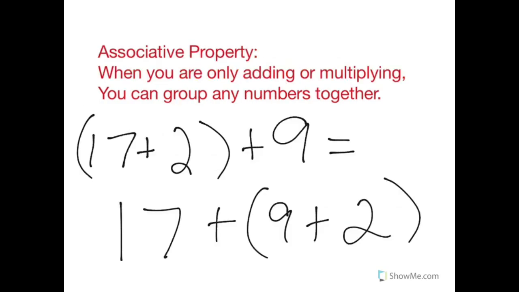Next property is the associative property. When you are only adding or multiplying, and I say only adding or only multiplying, you can't be adding and multiplying in the same problem, you can group any of the numbers together. So in 17 plus 2 plus 9, if you do 17 plus 2 first, then add 9, you're going to get the same answer as if you did 9 plus 2 first and then added the 17 in. Same deal. Let's look at a few examples to show you how using these properties can make the mental math in your head a little bit easier.